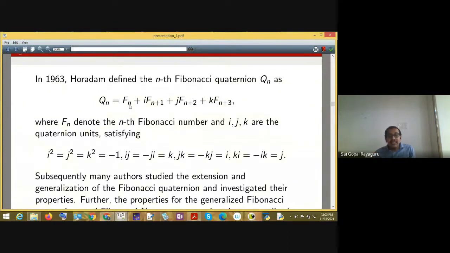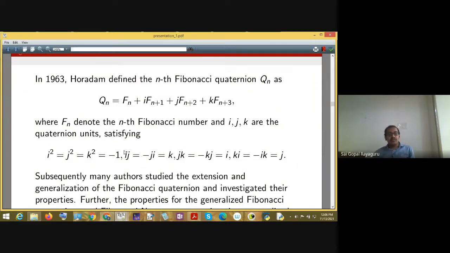So replacing those a, b, c, d by means of consecutive Fibonacci numbers, that is fn, fn plus 1, fn plus 2, and fn plus 3, he denoted this element, as he started from fn, as the nth element of this Fibonacci quaternion. And the rules are the same: i square, j square, k square is equal to minus 1.